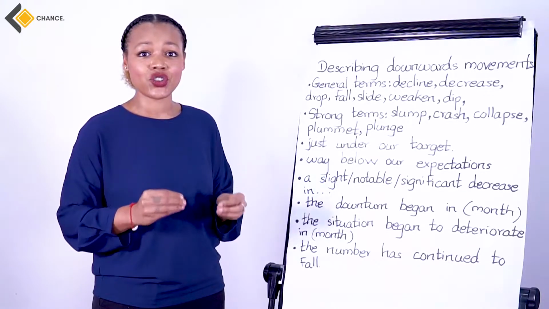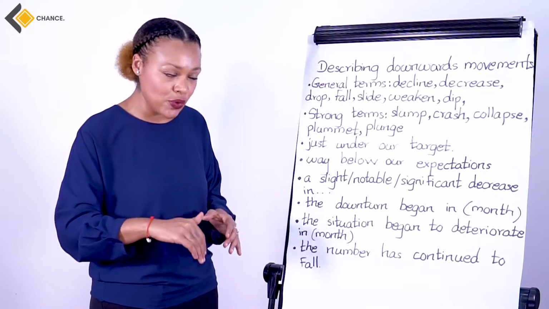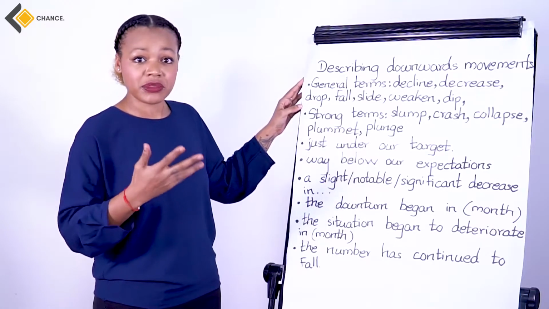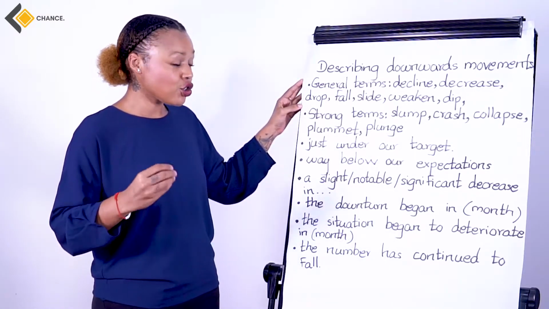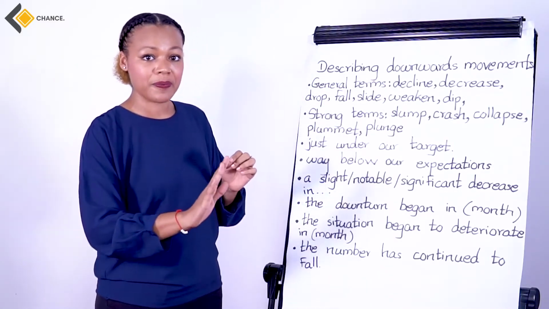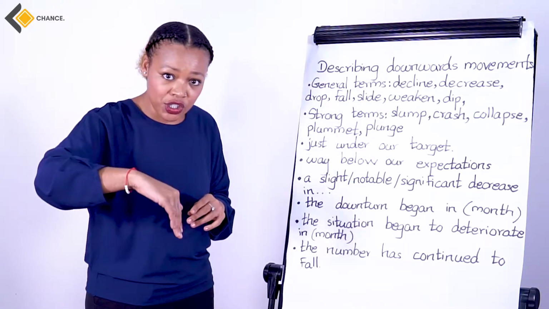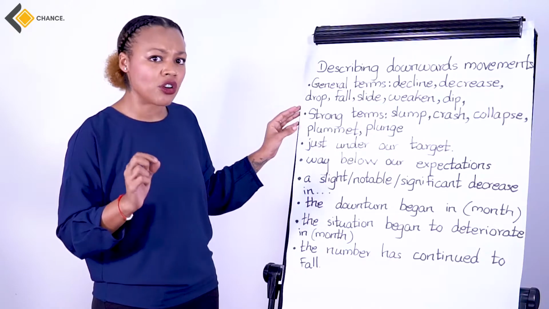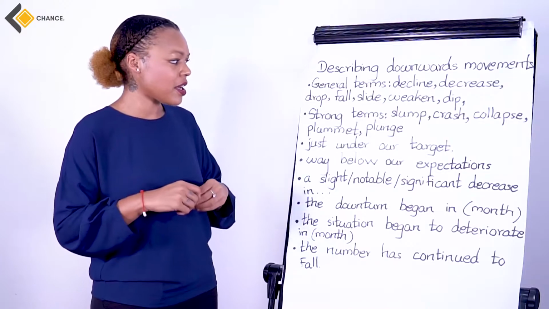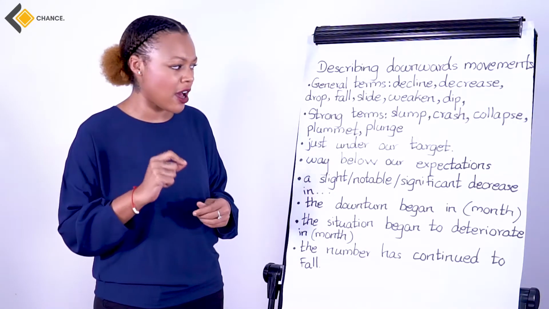Let's take a look at describing downturns, so downward movements. We've got some nice general terms that we can use: decline, decrease, drop, fall, slide, weaken, and dip. These are all nice general terms that you can use to talk about downward movements. What about some strong terms? Slump, crash, collapse, plummet, plunge. These are really nice, strong terms.